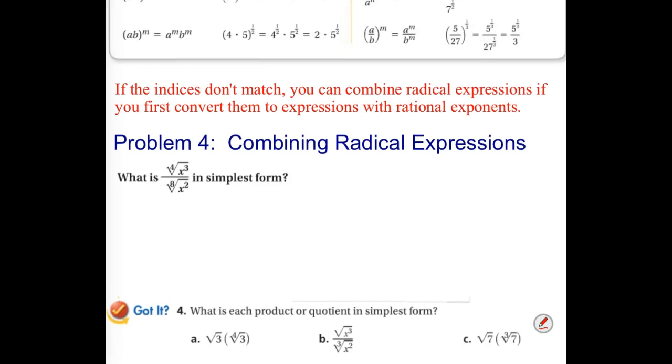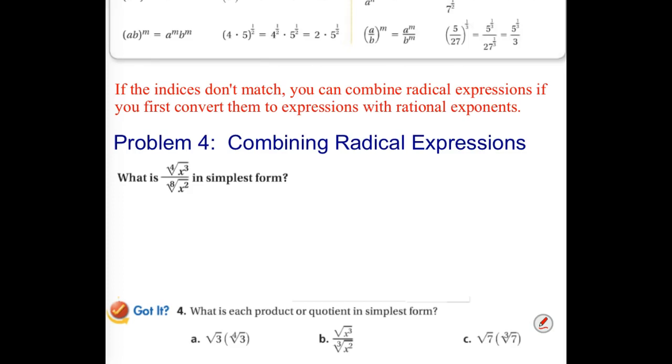It says, if the indices don't match, you can combine radical expressions if you first convert them to expressions with rational exponents. So thinking back to what we did in the first half of this chapter, if I had said take the 4th root of x and divide by the 8th root of x, you would have said I can't do it. They're not the same kind of index. Now we know that we can rewrite these with a fraction exponent. And we have ways to get common denominators with fractions. And if the denominators are the same, it means we're taking the same kind of root. So there is a way to simplify this.